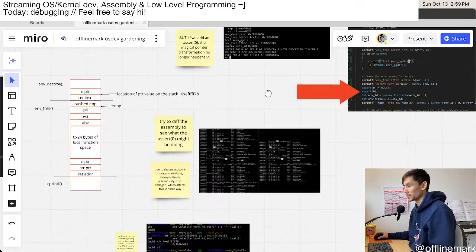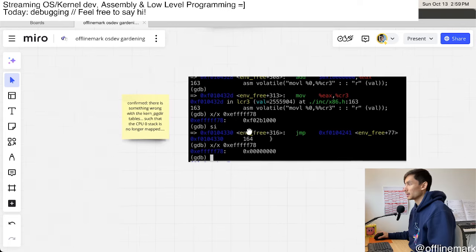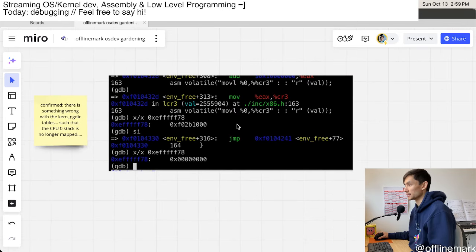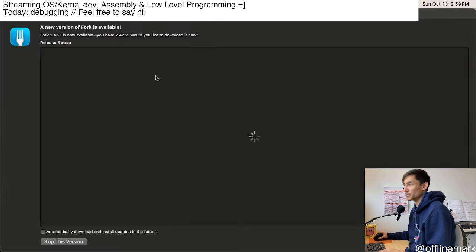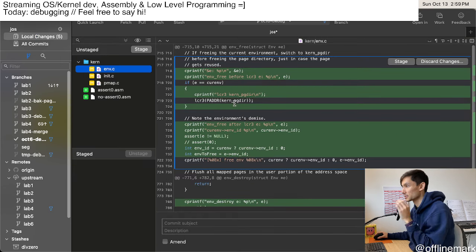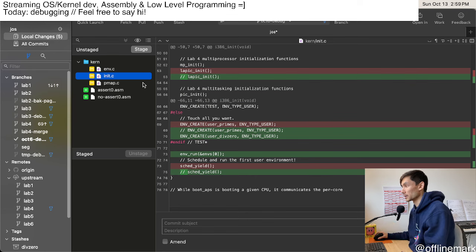So now the key question is, what's going on with the stack here? That's what I'm going to try to figure out right now. As usual, I'm coming in a little bit cold today, so I need to assess the state of my working tree.